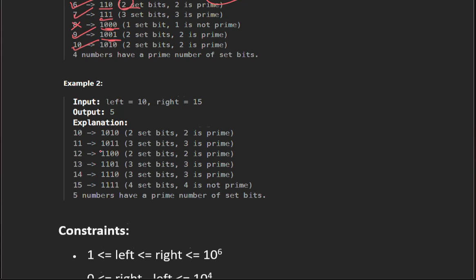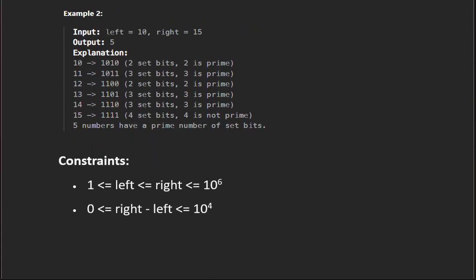Now see the next example. In the next example we are given numbers from 10 to 15, right? In 10 we have 2 set bits, and 2 is a prime number, so this is an answer. 3, this is also an answer. 2, answer. 3, also an answer. 3, also an answer. This has 4 set bits, so this is not an answer. So in total, 5 numbers have a prime number of set bits.